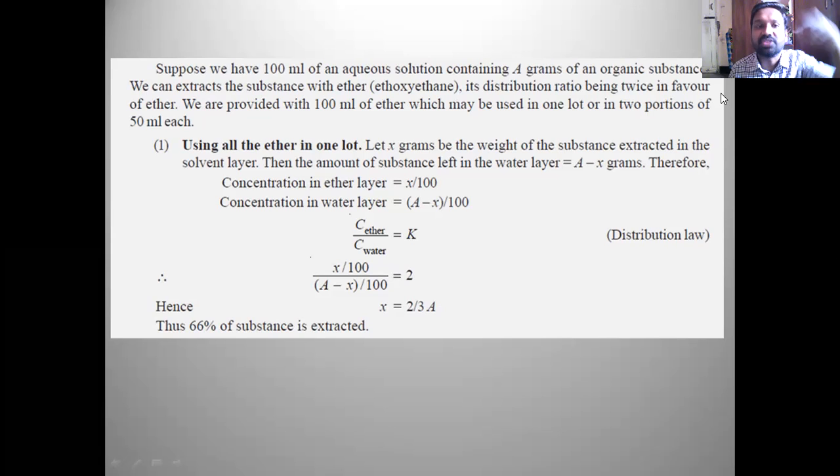Where did you get this 2 from? It was the information provided in the question itself. Its distribution ratio is twice in favor of ether. Please read the question. That means its K value: distribution ratio, distribution constant, distribution coefficient. All these three are names of the same constant K. So twice means you take 2, 10 times means you take 10, thrice means you take 3. Or sometimes the K value is given as 2.5, or 1.6, like that.